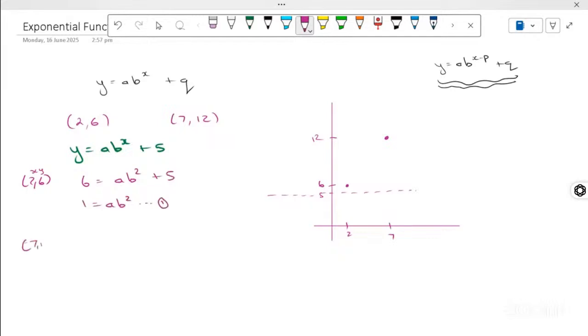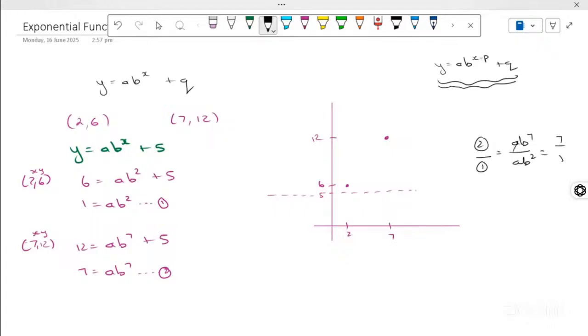All right, then we substitute 7, 12 in here, xy, we put 12 equals ab to the power of 7 plus 5. 12 minus 5 is 7. ab to the 7, that's equation number 2. And now we've got to equate them or eliminate them or anything like that. Elimination, if I divide these 2 together, you'll find that that will also work. Let's suppose I showed you how I did that. If I took equation number 2 and divided it by equation number 1, that would be ab to the power of 7 over ab squared, which will equal 7 over 1.